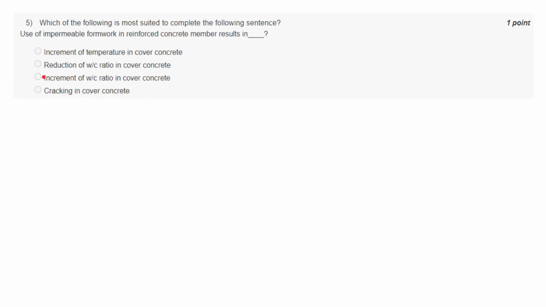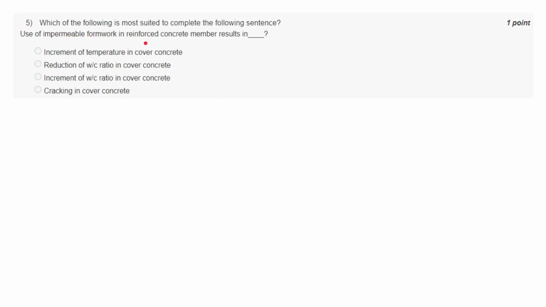So fifth question, which of the following is most suited to complete the following sentence? Use of impermeable formwork in a reinforced concrete member results in dash. Increment of temperature in cover concrete, reduction of water cement ratio in cover concrete, increment of water cement ratio in cover concrete, and cracking in cover concrete.